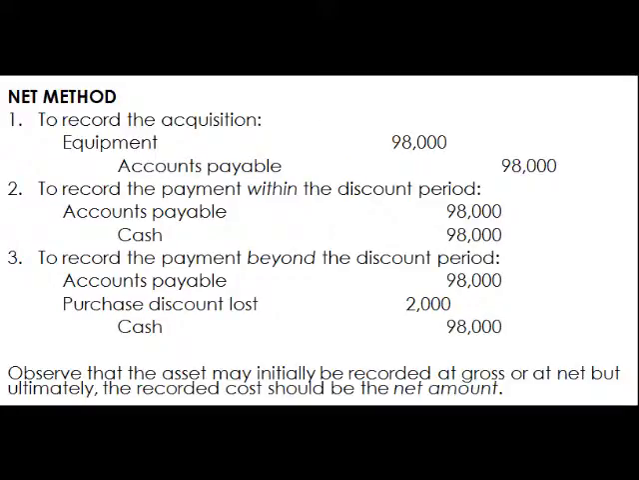The entry to record the acquisition is to debit equipment and credit accounts payable for 98,000, which is net of the 100,000 pesos. The entry to record the payment within the discount period is to debit accounts payable and credit cash for 98,000 pesos. Lastly, to record the payment beyond the discount period is to debit accounts payable for 98,000 pesos, purchase discount loss 2,000, and credit cash 100,000. Observe that the asset may initially be recorded at gross or at net, but ultimately, the recorded cost should be the net amount.